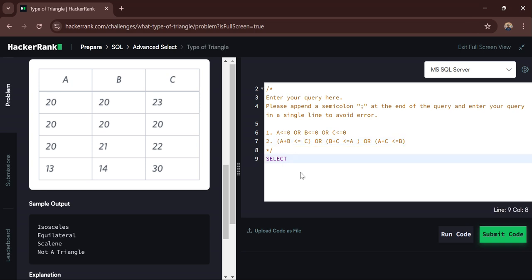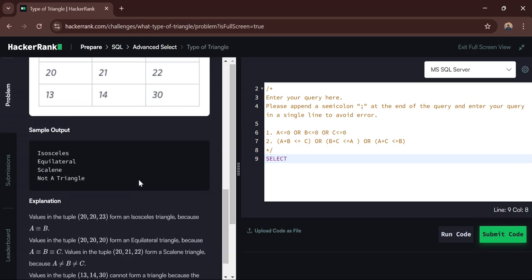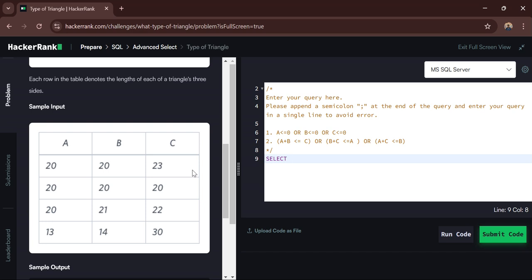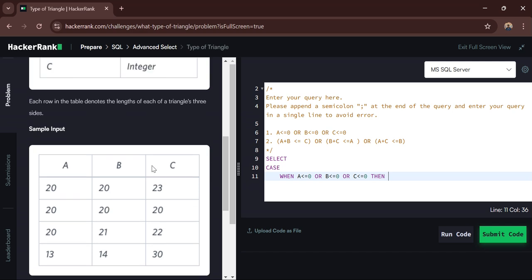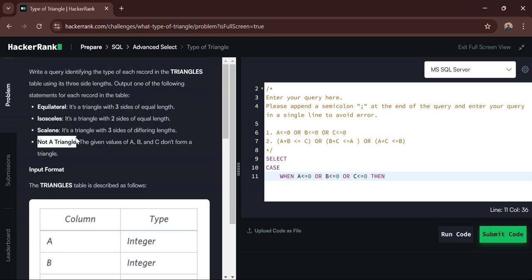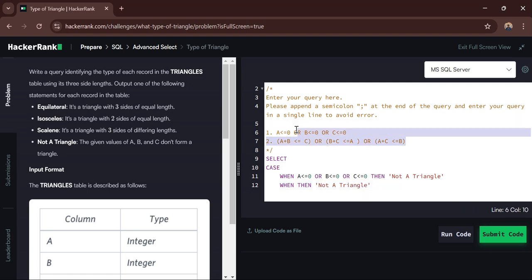So how can we achieve this solution? This is kind of an if and else statement, and in SQL, if and else is case when. Without wasting any time, I'll just copy the conditions, because typing may cause some typos. I'll copy the second statement from here as well. So, not a triangle.